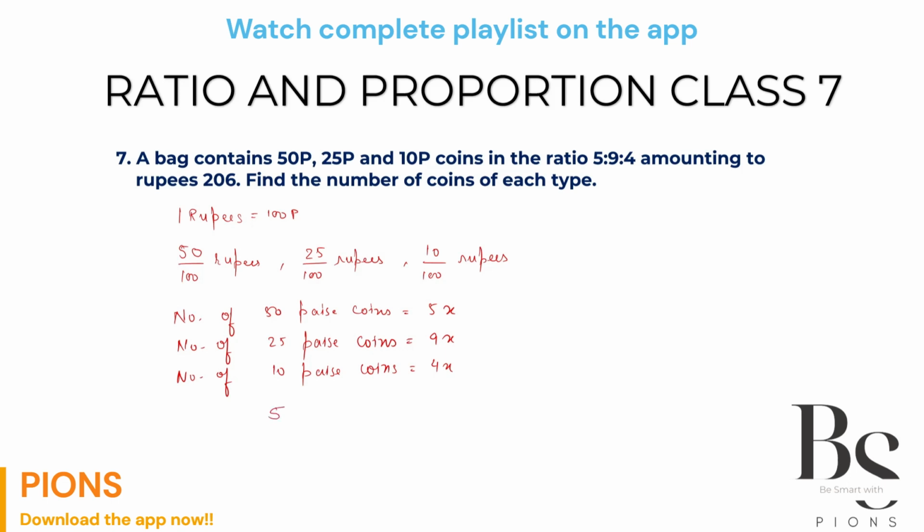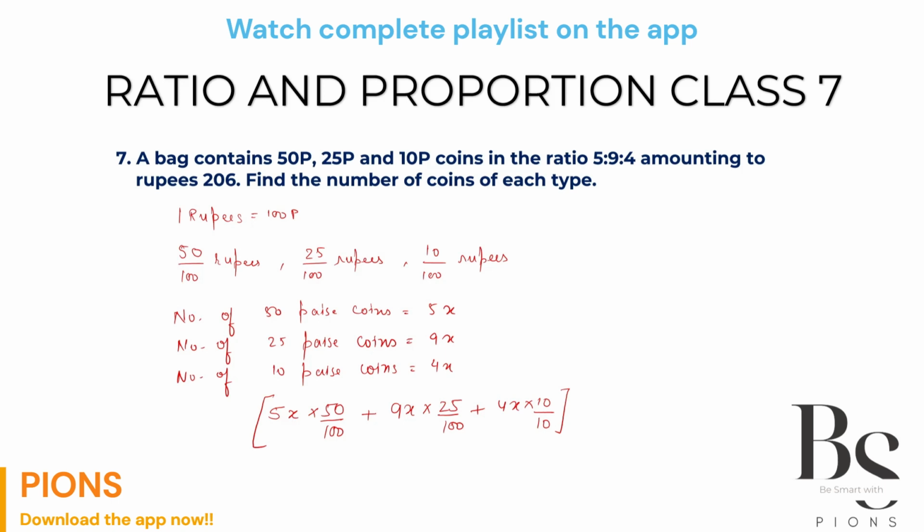That is the conversion. So let's multiply the number of coins into rupees, that will give you the total money or total amount. So 5x multiplied with 50 by 100, plus 9x into 25 by 100, plus 4x into 10 by 100. Majority of students are confused in this statement. Like how randomly we wrote this.